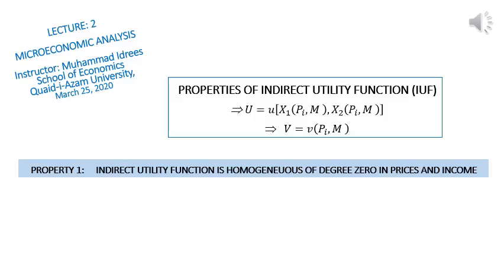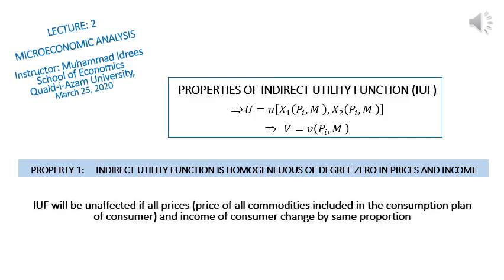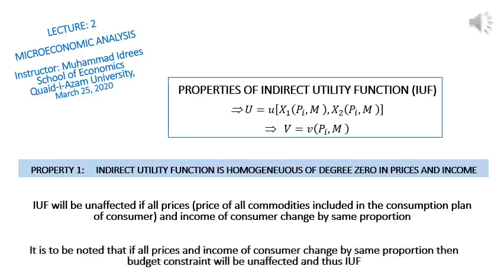So the first property of the indirect utility function is that it is homogeneous of degree 0 in prices and income. We already know the idea of homogeneity. When we say any function is homogeneous of degree 0, it means that if all variables change by the same proportion, then the value of that function is unaffected. Now, in the case of the indirect utility function, if the prices of all the commodities included in the purchasing plan of the consumer and the income of the consumer change by the same proportion, then utility will be unaffected.